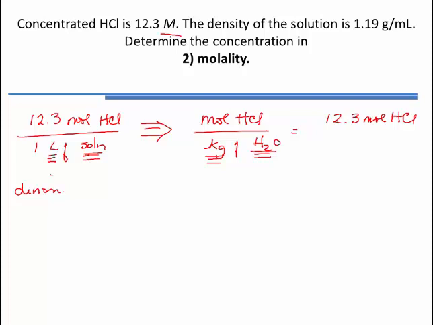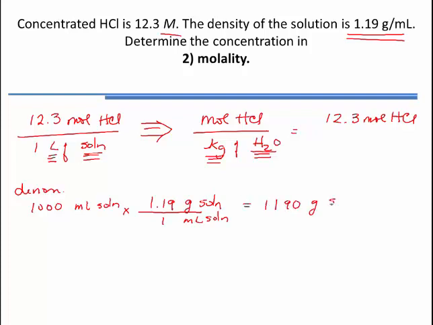If we have a liter of solution, we know that that is 1,000 milliliters of solution. And we can use the density given in the problem to go from milliliters of solution to grams of, and I'm going to make sure we realize we are working in the solution world. And so this is 1.19 grams in a milliliter, and that gives me 1,190 grams of solution.